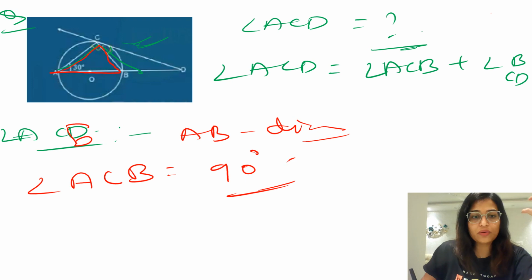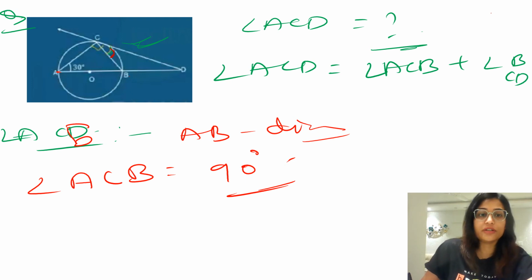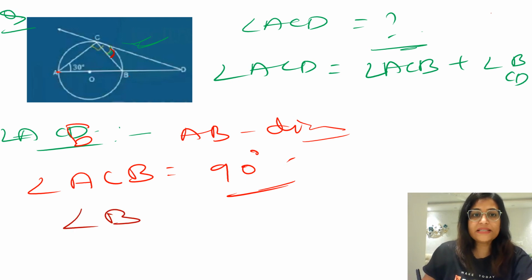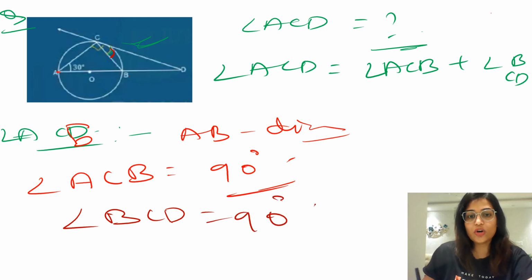Now, just recall the alternate segment theorem that we have just learned. This question is definitely based on that. You should identify which two angles are equal by the alternate segment theorem, right? This is the angle made by the tangent and the chord. So this angle will be equal to the angle made by the same chord BC in the alternate segment, that is 30 degrees. So by the alternate segment theorem, this angle BCD is 30 degrees.